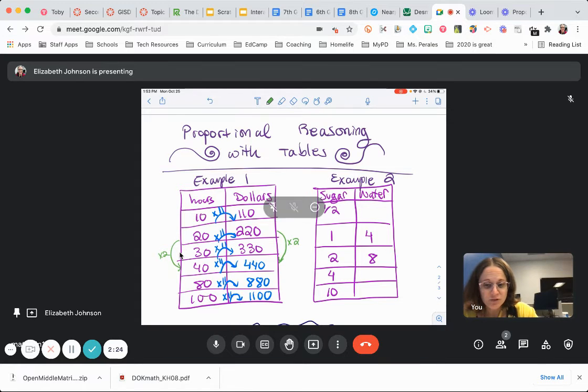You might notice that 20 times 2 is 40 and 220 times 2 is 440. You might notice that 40 times 2 is 80 and 440 times 2 is 880. There's a lot of relationships within the rows of a table between the values when we have a proportional relationship. And just remember, the reason for that is because it is proportional. So let's take a look at the next example over here.